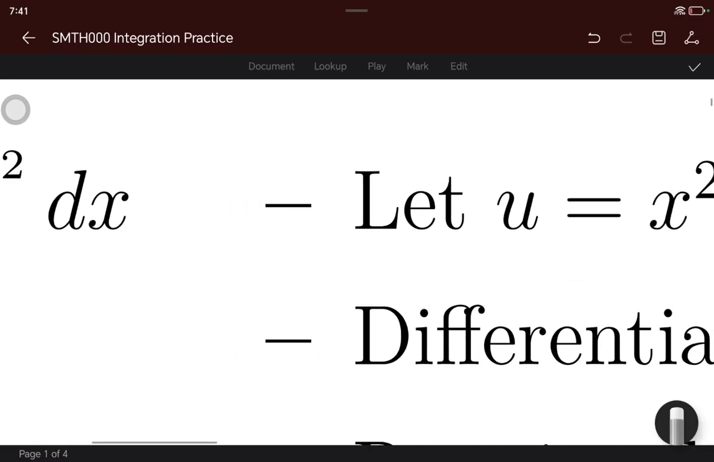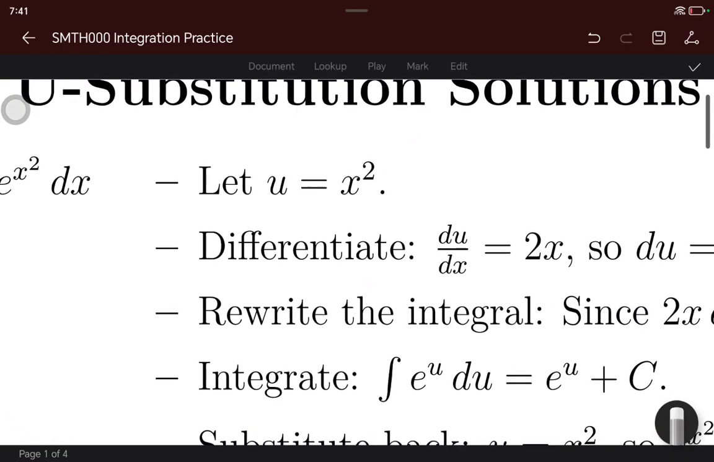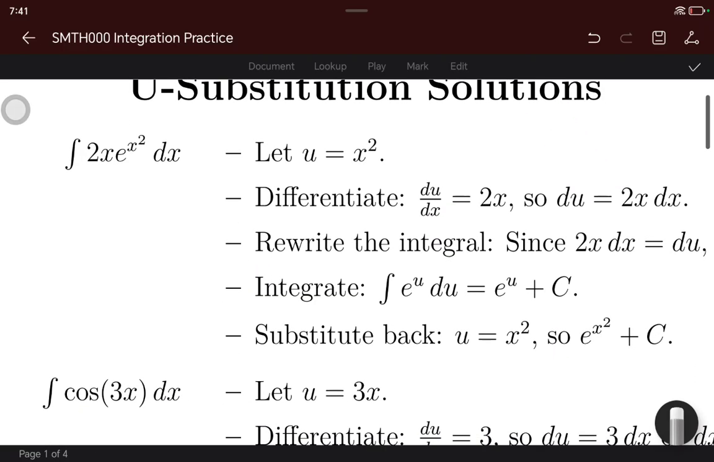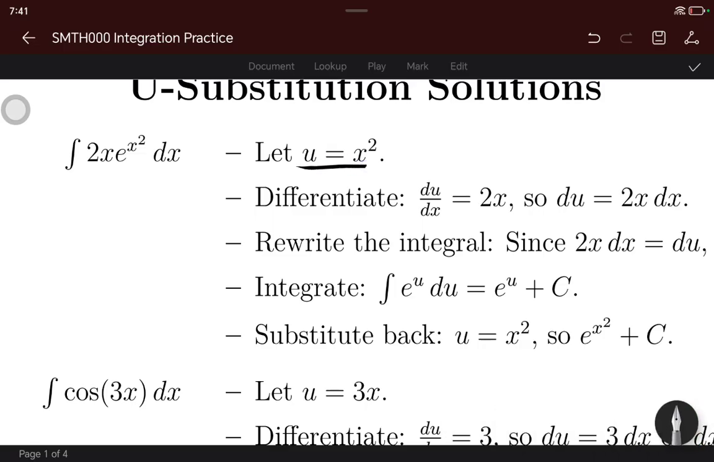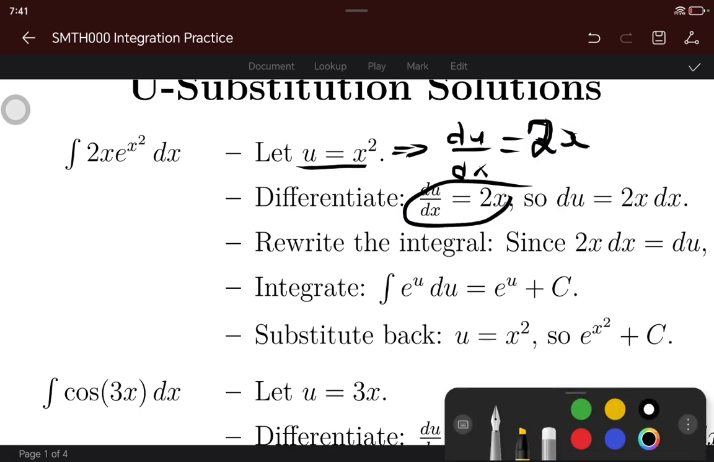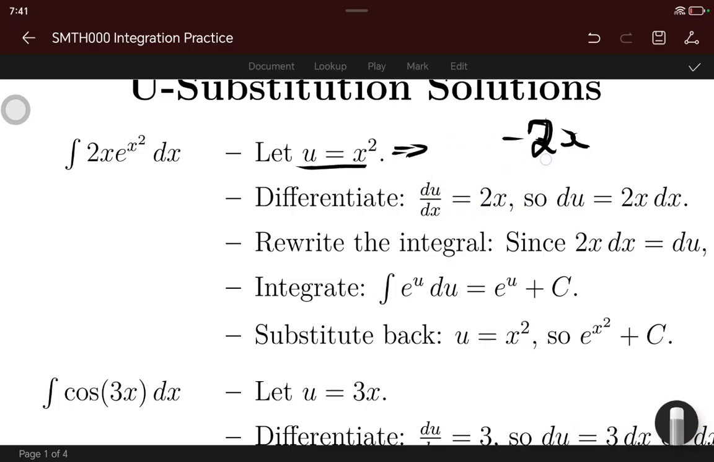For example, if we check here, we let the exponent of that exponential function be u, which in this case is u equals x squared. Then we derive this to give us du over dx, which is equal to 2x, which is this, right? Again, I multiply both sides by dx, making du the subject of the formula, or I can just make dx the subject.